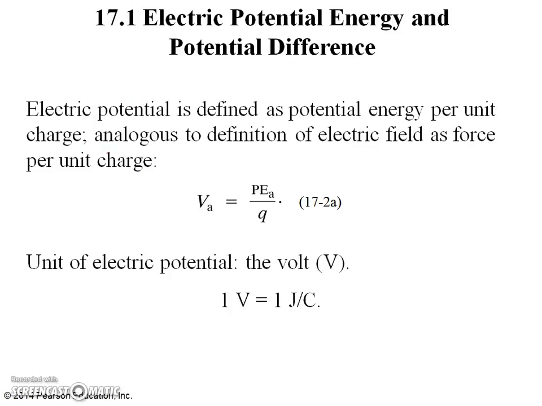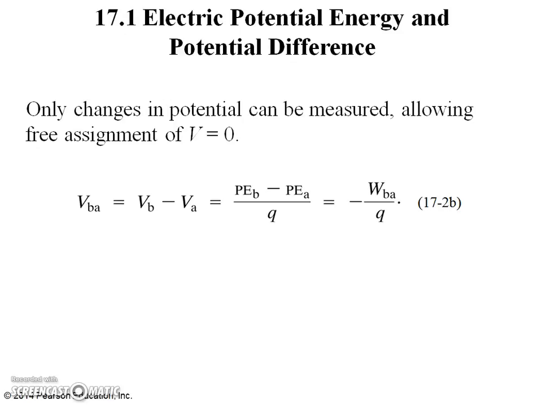The definition of electric potential is electric potential energy per unit charge. The unit is V for volts. The electric potential difference, also known as voltage, is the change of electric potential between 2 points. In this slide, they use points A and B as their 2 points for initial and final. Recall that the change of potential energy equals negative work.